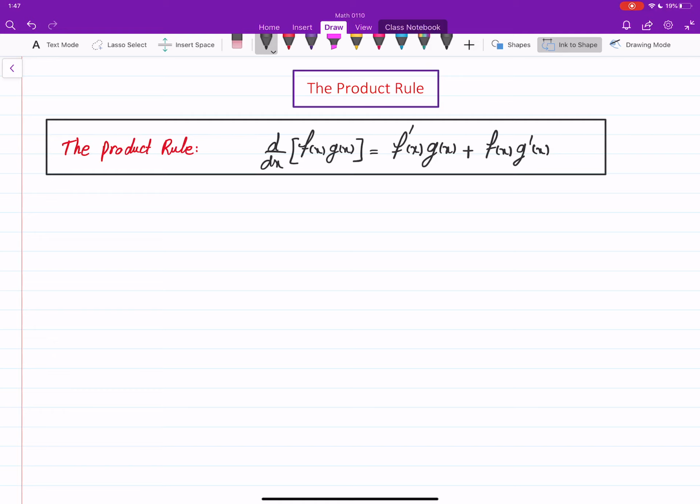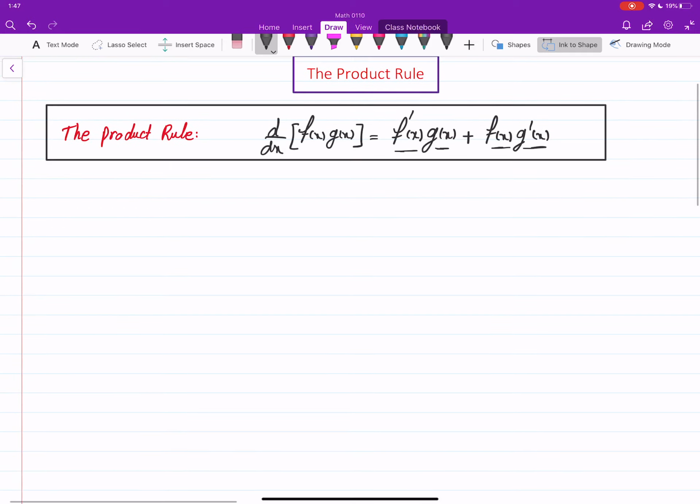Again, the important thing is that you don't use the product rule in the wrong way. The derivative of a product is not the product of the derivatives. You have to apply this rule: find the derivative of the first one times the second, plus the first one itself times the derivative of the second one, and add them.